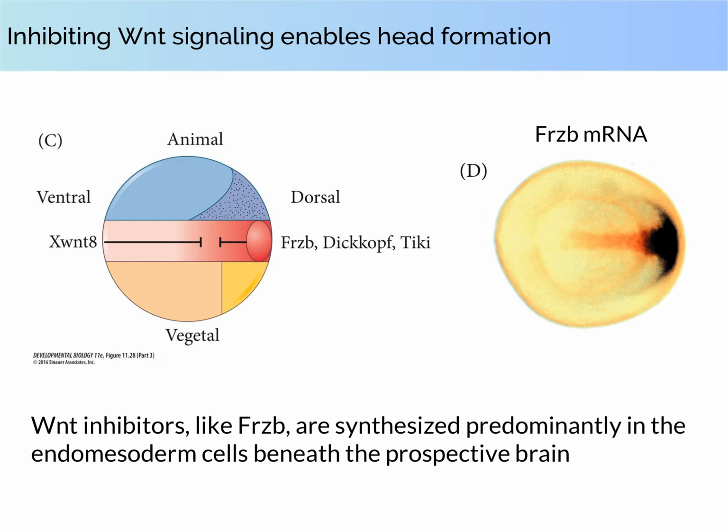There are a number of different Wnt inhibitors, which include Cerberus, Frzb, and Dickkopf, and these are synthesized predominantly in the endomesoderm cells beneath the prospective brain. In embryos that overexpress Frzb, Wnt signaling is blocked throughout the embryo, and the embryo becomes all head and lacks all posterior and all ventral structures.